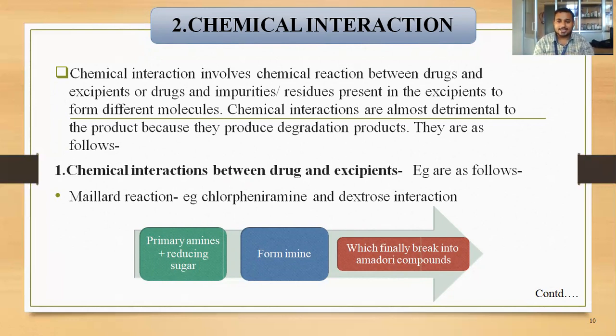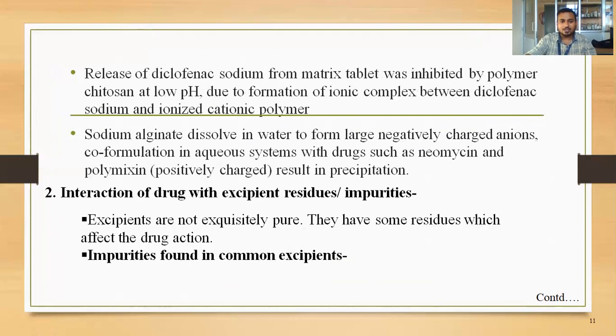As an example, the Maillard reaction. An example is the chlorpheniramine and dextrose interaction. This is how we can conclude a chemical interaction. Primary amines plus a reducing sugar form an imine, which finally breaks into Amadori compounds. In this way we can conclude that some chemical interactions happen between the excipients and the active pharmaceutical ingredients.